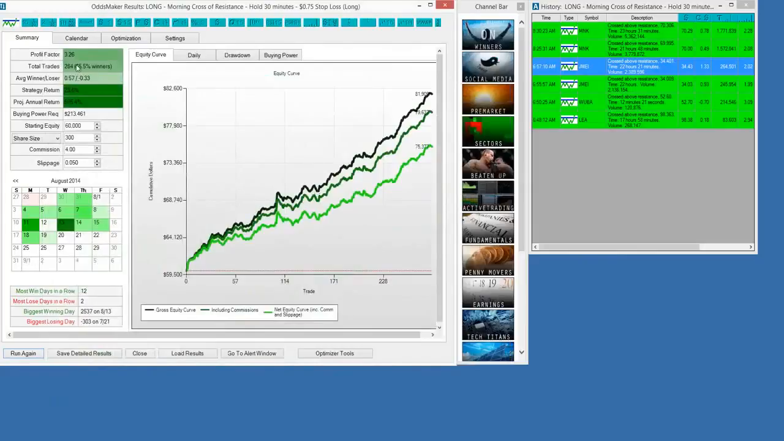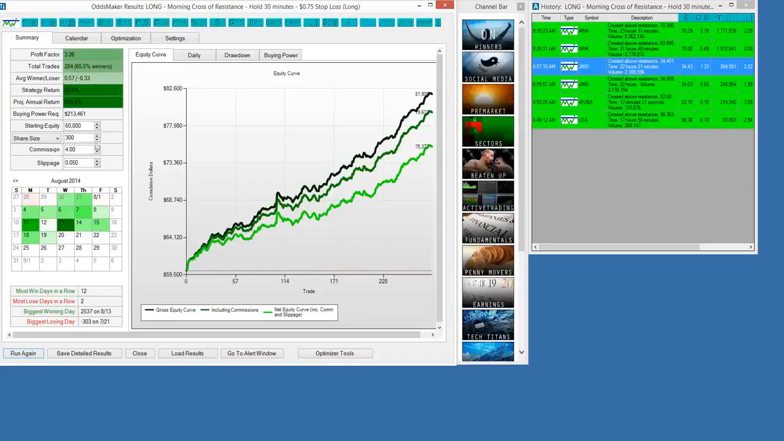So this window shows me that I had 284 possible trades, and for every 33 cent loser, I have a 57 cent winner. Strategy return of 25% and projected annual return of almost 600% on required equity buying power of 213,000.